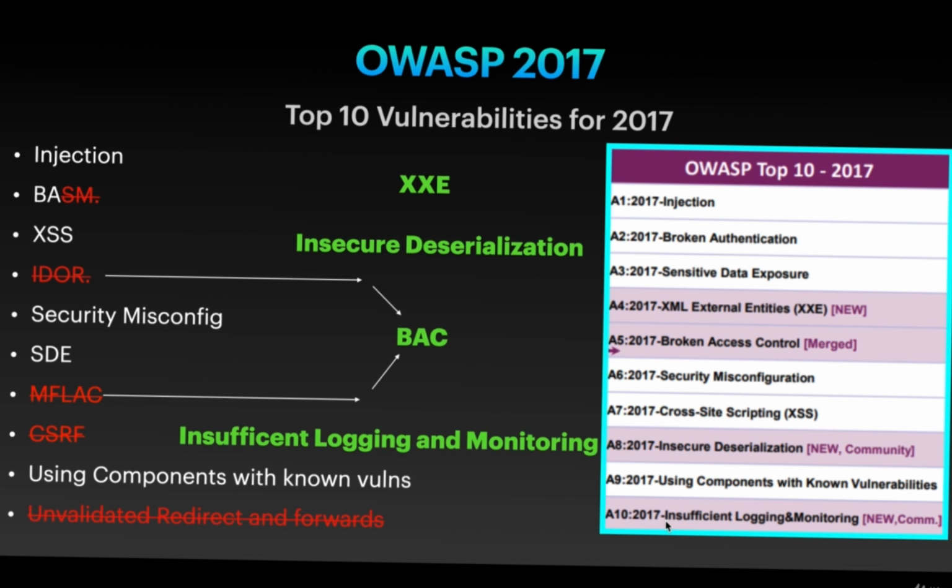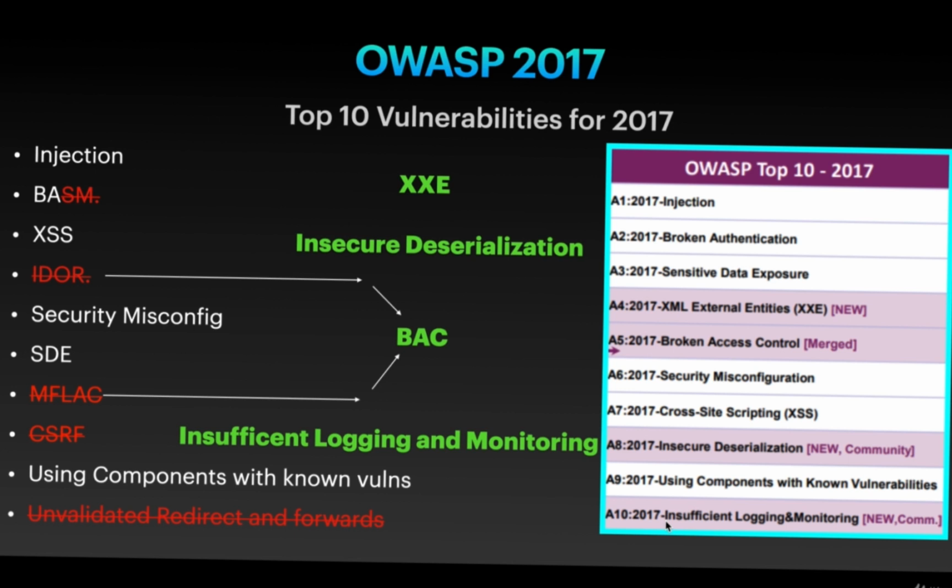Unvalidated redirects and forwards has been removed from 2017, and the new ones which are added are XXE and insecure deserialization. So let's do a quick recap of 2017. The vulnerabilities are as follows: injection, broken authentication, sensitive data exposure, XXE, broken access control, security misconfiguration, XSS, insecure deserialization, using components with known vulnerabilities, and insufficient logging and monitoring.